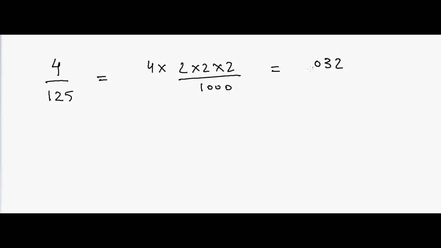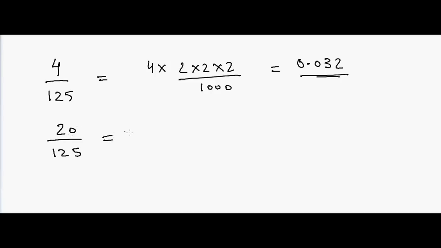Another example will be to divide by 125. If I have 4 and I want to divide by 125, how will I do that? In that case, that will be equal to 4 into 2 into 2 into 2 divided by 1000. So 4 into 8 is 32, so we have 32 and we put a 0 here, and that's our answer.